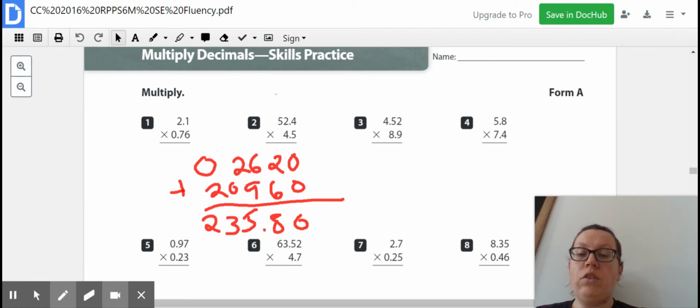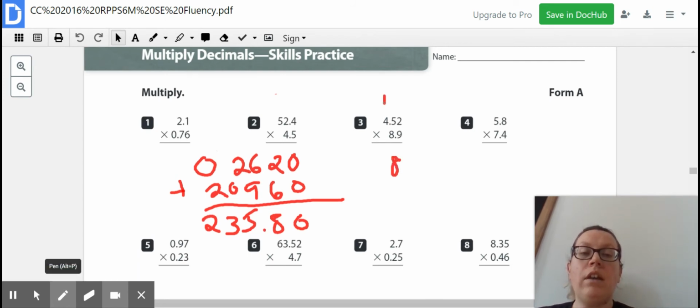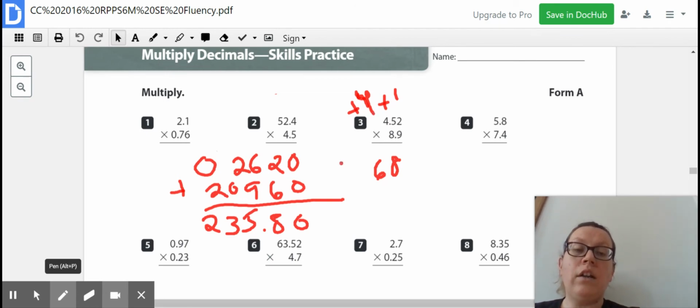Now, let's do number 3. Number 3 says 9 times 2 is 18, and I carry my 1. 9 times 5 is 45, plus 1 is 46. So I put my 6, I carry my 4. It's a very bad 4, friends. 9 times 4 is 36, plus another 4 is 40.